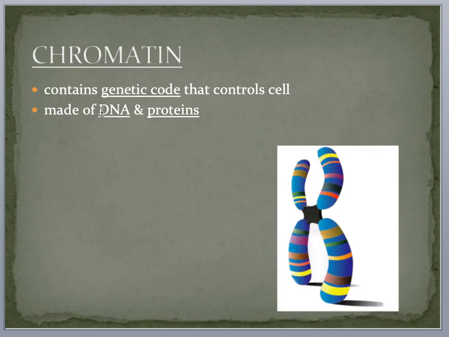Chromatin. So chromatin contains the genetic code that controls a cell, made of DNA and protein. Chromatin is actually a condensed form of the DNA.